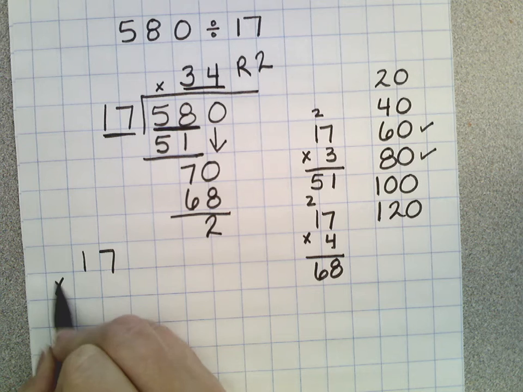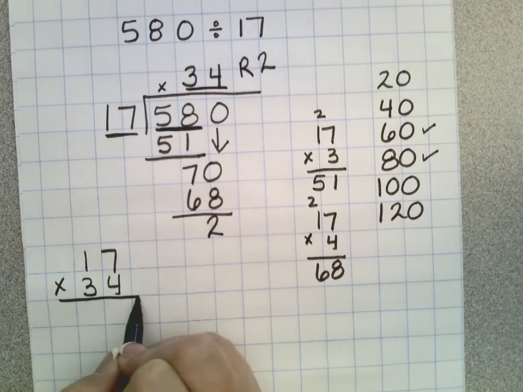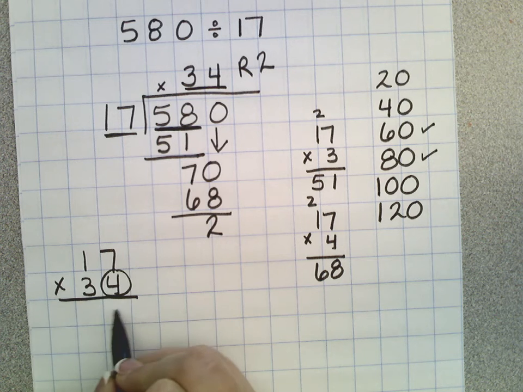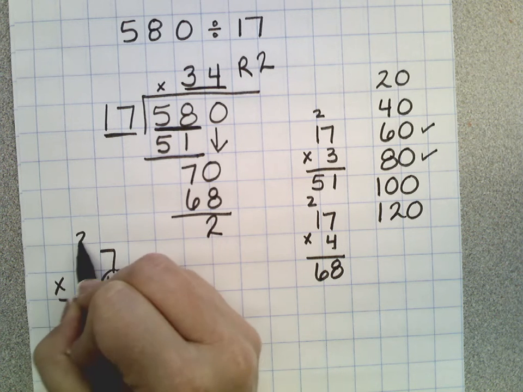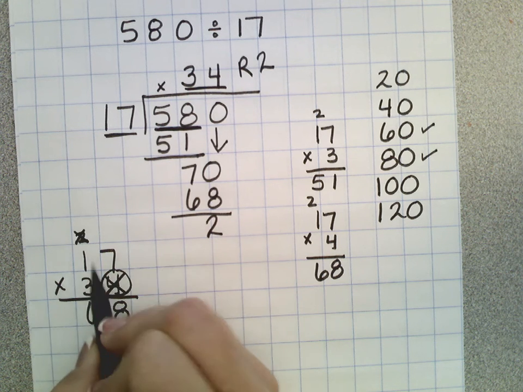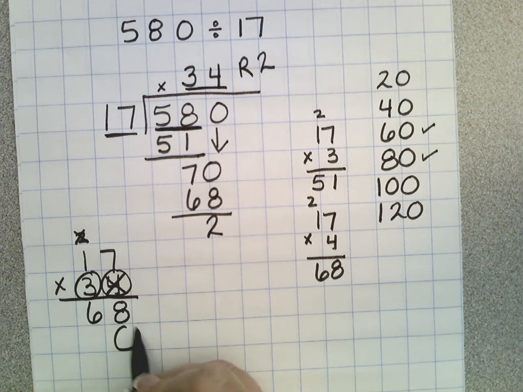So let's go ahead and set that up as well. 17 times 34. We know how to multiply. We'll start with that 4. 7 times 4 is 28. Put down the 8, carry the 2. 1 times 4 is 4. Add on 2 is 6. All done with that 4. Clean it up.